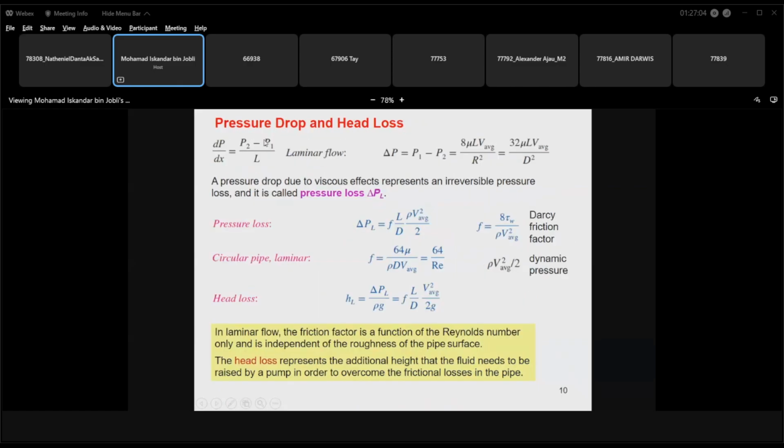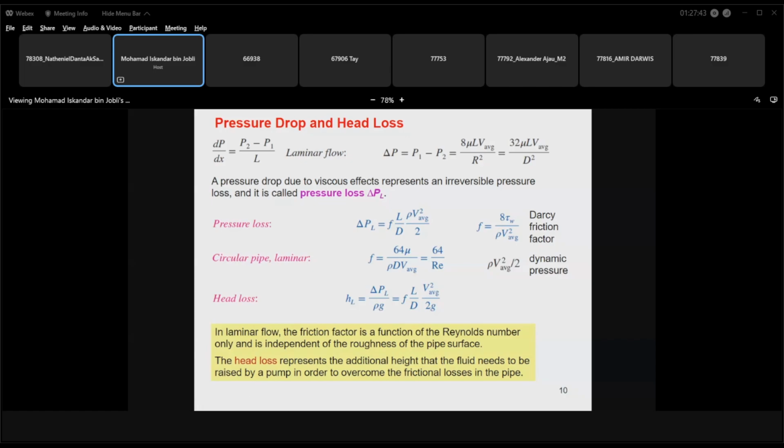The pressure change from point one to point two, this is the equation, and the pressure drop between point one and point two is what we call the pressure loss, the delta P_L. A pressure drop due to viscous effect represents the irreversible pressure loss. The pressure loss is the difference between the initial pressure and the final pressure. The bigger the difference, the bigger the pressure loss.